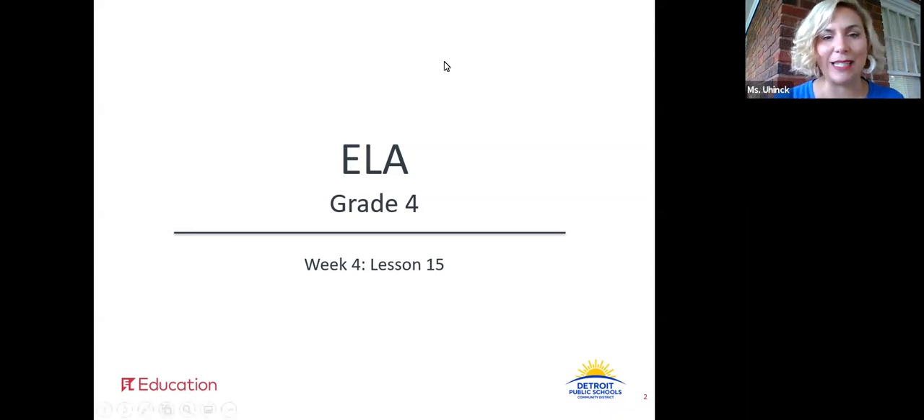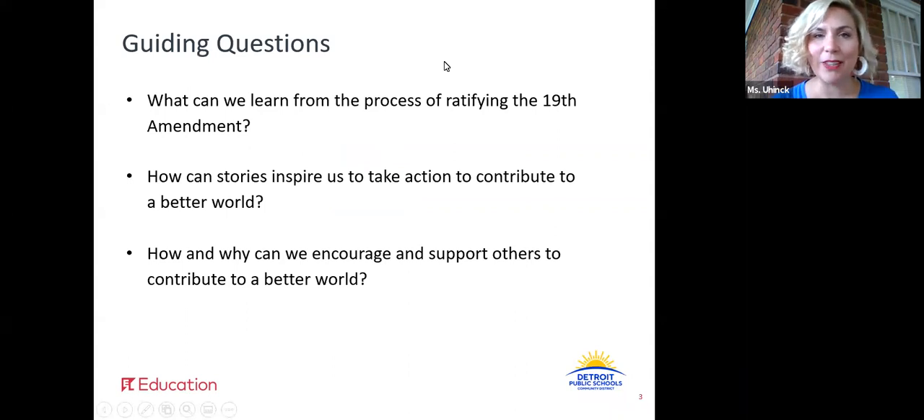Before we get started, this is lesson 15, and let's look at our guiding questions. What can we learn from the process of ratifying the 19th Amendment? How can stories inspire us to take action to contribute to a better world? How and why can we encourage and support others to contribute to a better world?